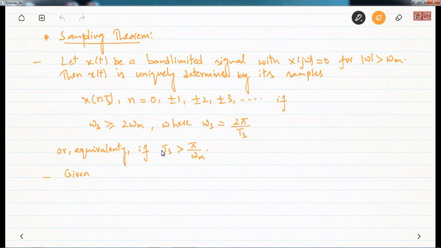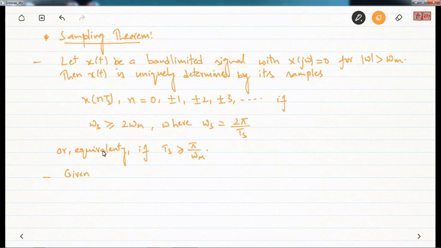Here we say that if we sample at frequency omega s, or if we take one sample every Ts seconds, where Ts satisfies this criteria, or omega s satisfies this criteria, then those samples uniquely represent the original signal x of t. Now, if we are given these samples, how do you reconstruct?